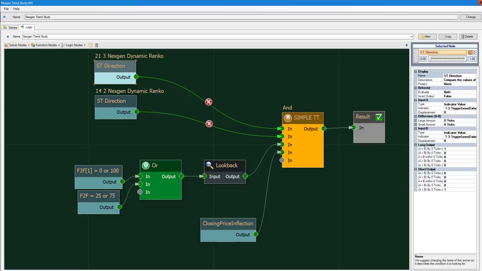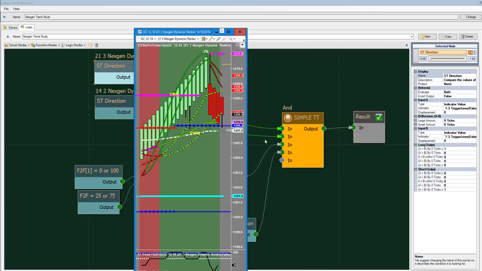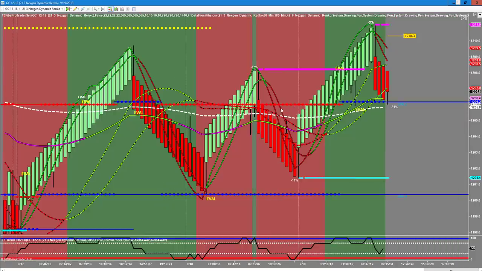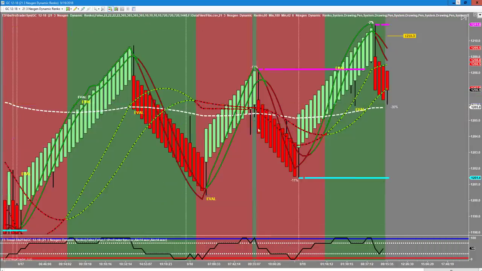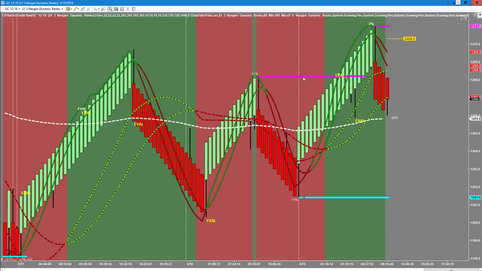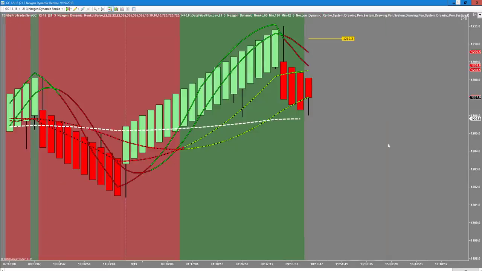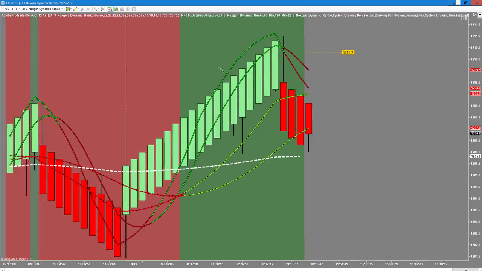That's what we're using. So if I took our 21-3 chart, let me just show you here. I appreciate the heads up on that. So look, our small triggers are the faster trigger lines. So these are the small triggers crossed up. These are the small triggers crossed down. Everybody okay with that?